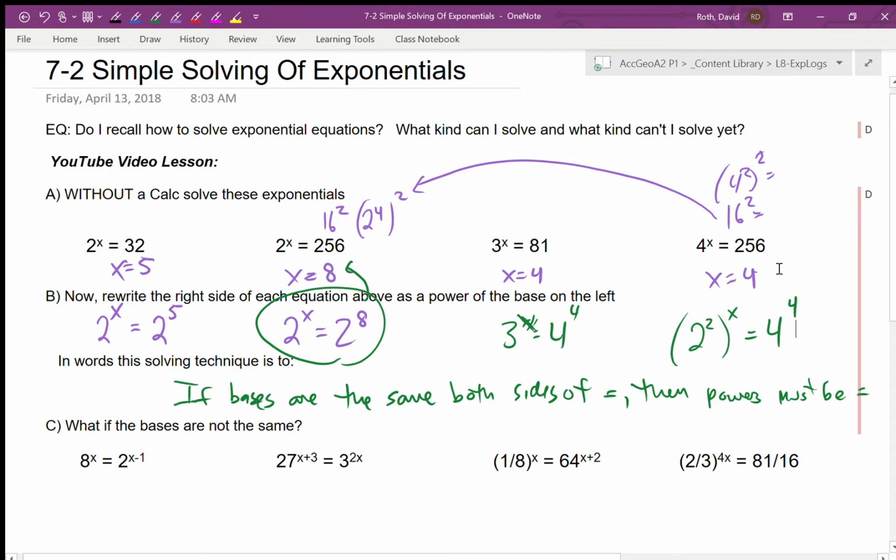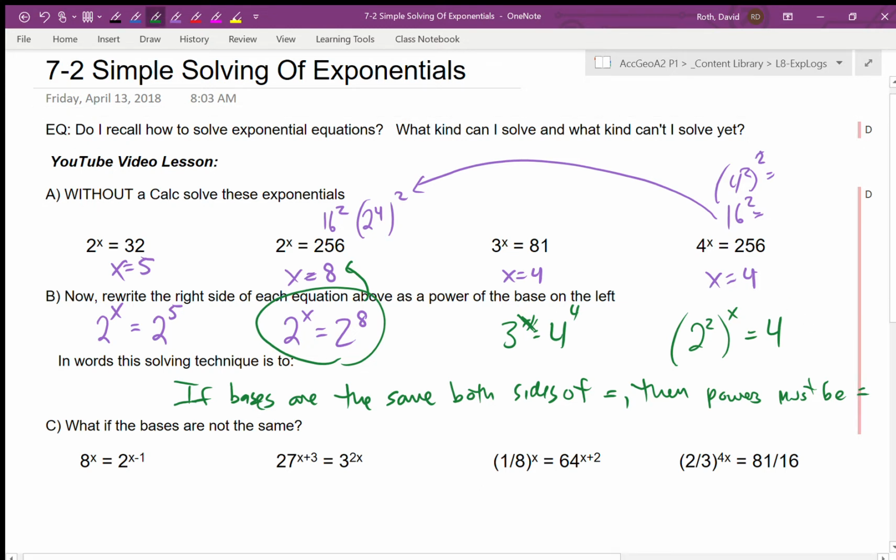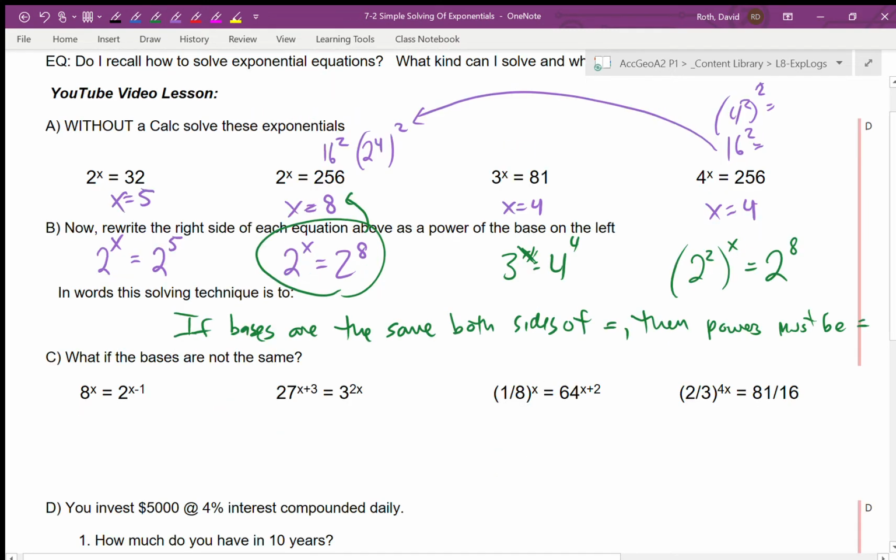Wait, was x is 4 on this? Oh, yeah. Wait, what am I doing? I got to think about this one. 4 to the 4th. Oh, I have to make that 8. I got that to powers of 2, so I really need to do 2 to the 8th, right? So I'll get back to x equals 4 if I do it that way. I was trying to be clever, and that's what happens.